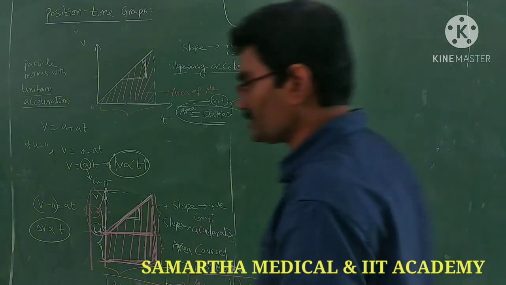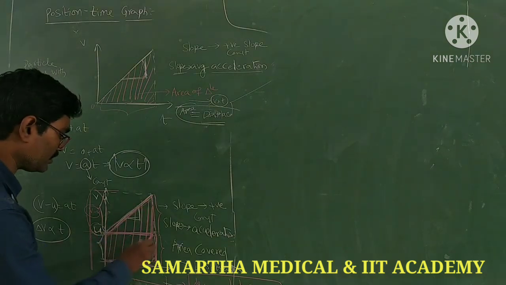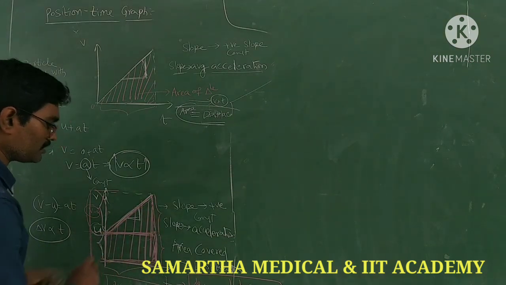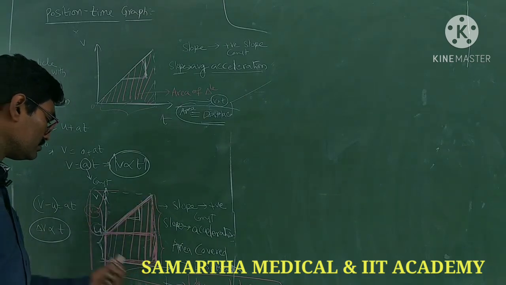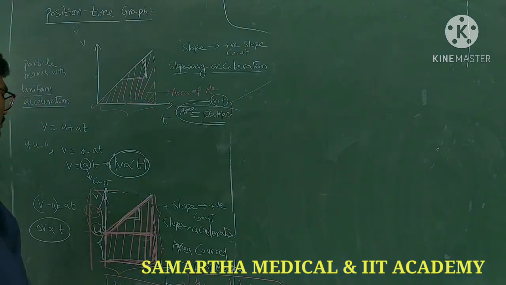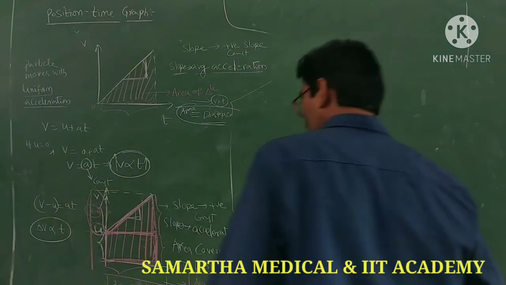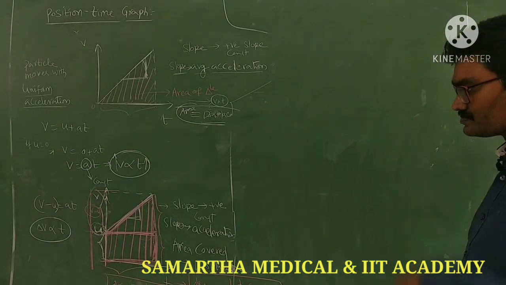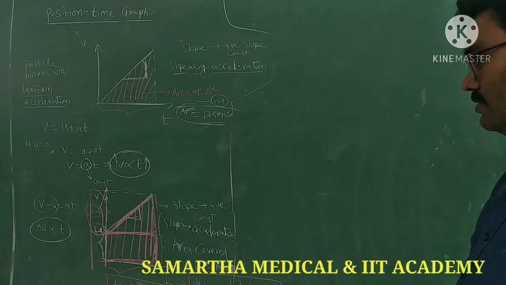Later you can calculate the total area. The total area is nothing but the area of this triangle plus the area of this rectangle. Together they give you the area covered under this curve, which is going with uniform acceleration with some initial velocity. Next, go to another one. After this, the velocity time curve.